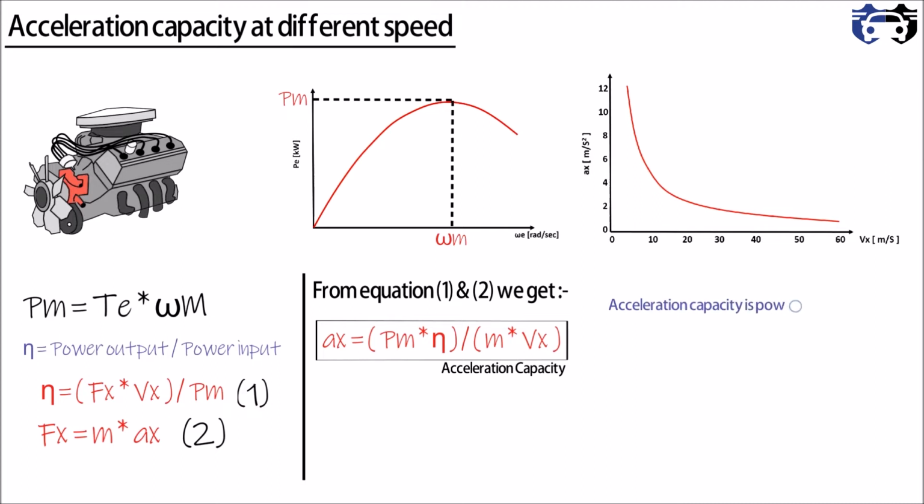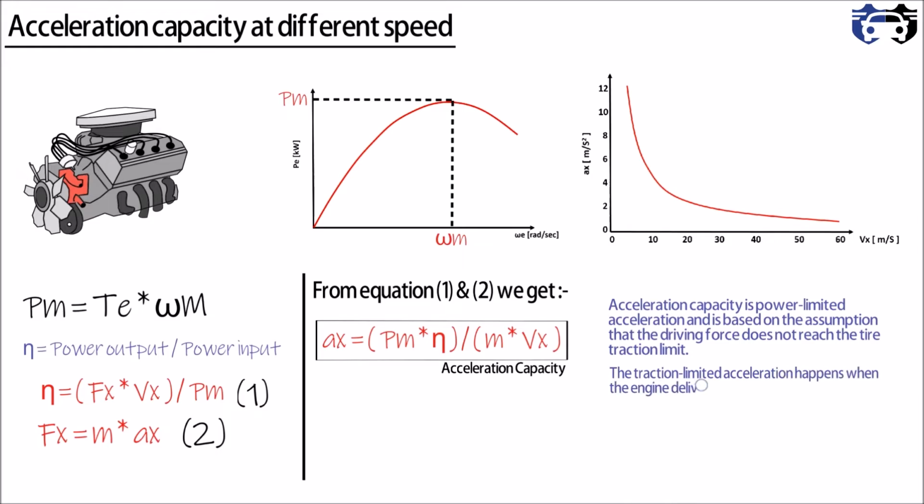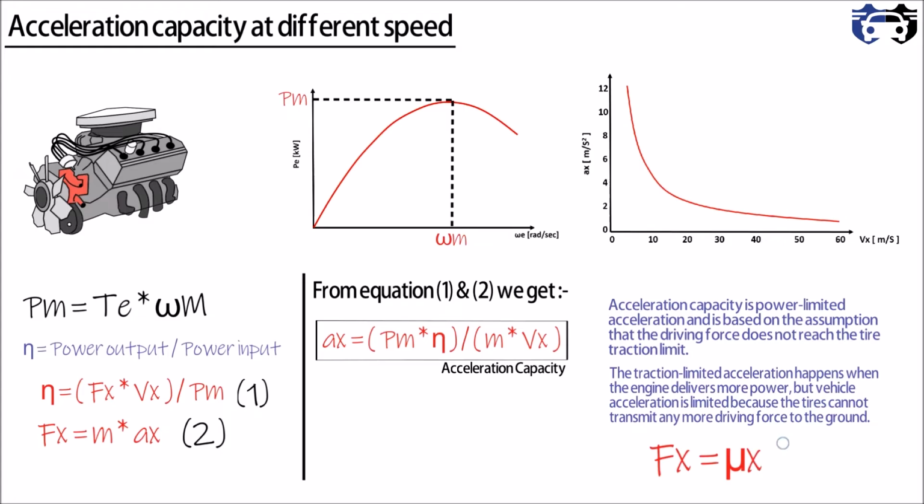Acceleration capacity is the power limited acceleration and is based on the assumption that the driving force does not reach the tire traction limit. The traction limited acceleration happens when the engine delivers more power, but the vehicle acceleration is limited because the tires cannot transmit any more driving force to the ground. The maximum driving force is given by Fx equals mu x multiplied by Fz, where mu x is the coefficient of friction and Fz is the vertical load on the tire.